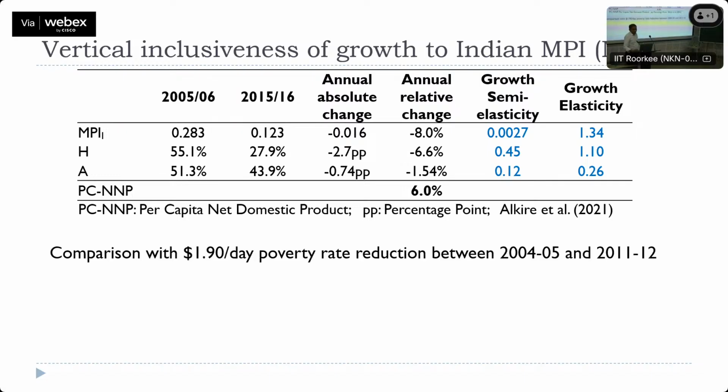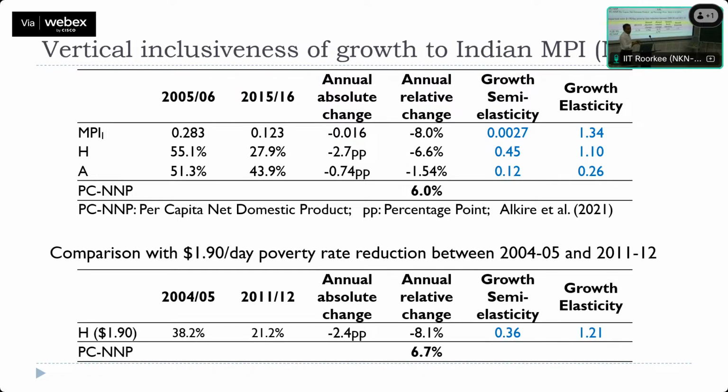Okay. So how does it fare if we compare with the international income poverty line? This is how the income poverty headcount ratio was 38. It went down to 21. So a reduction of minus 2.4 percentage points per year. And during that period, the growth was 6.7%. You see why we need to annualize?